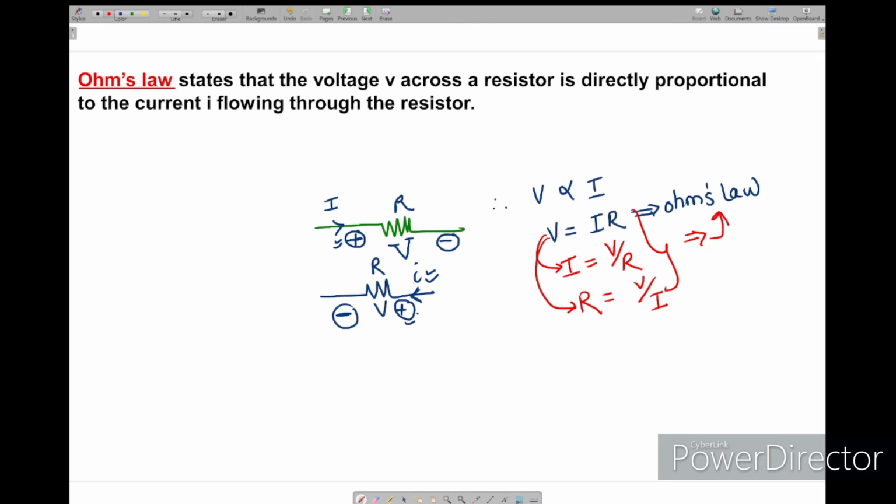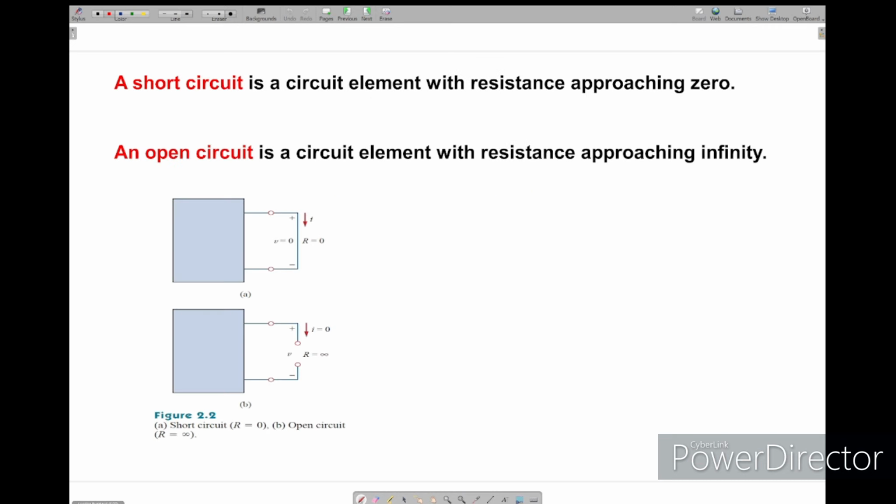In the next slides we'll see how we can apply these in networks. The next one is short circuit, and the second one is open circuit. A circuit element whose resistance approaches 0 is a short circuit.